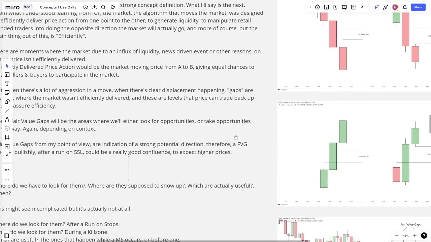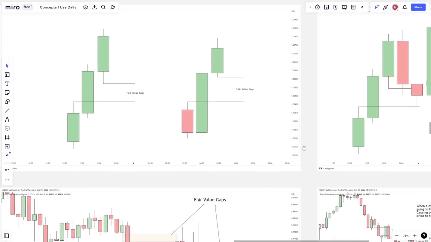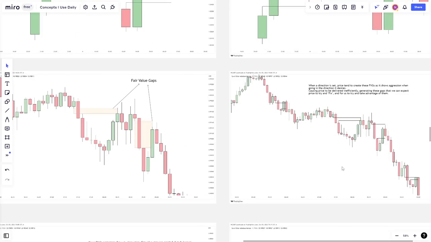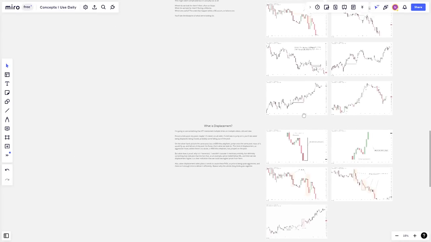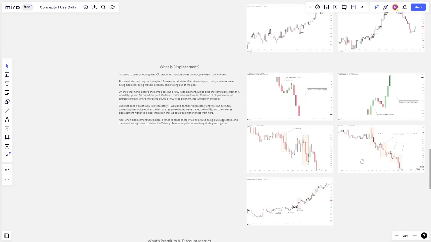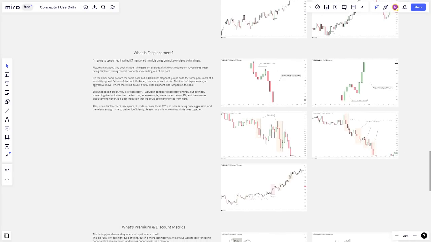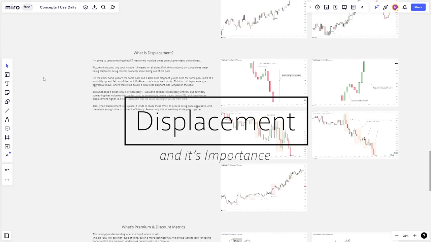Liquidity runs happen everywhere. Market shifts happen everywhere. It all depends on the context. Context in Forex is everything. Let's talk about displacement.